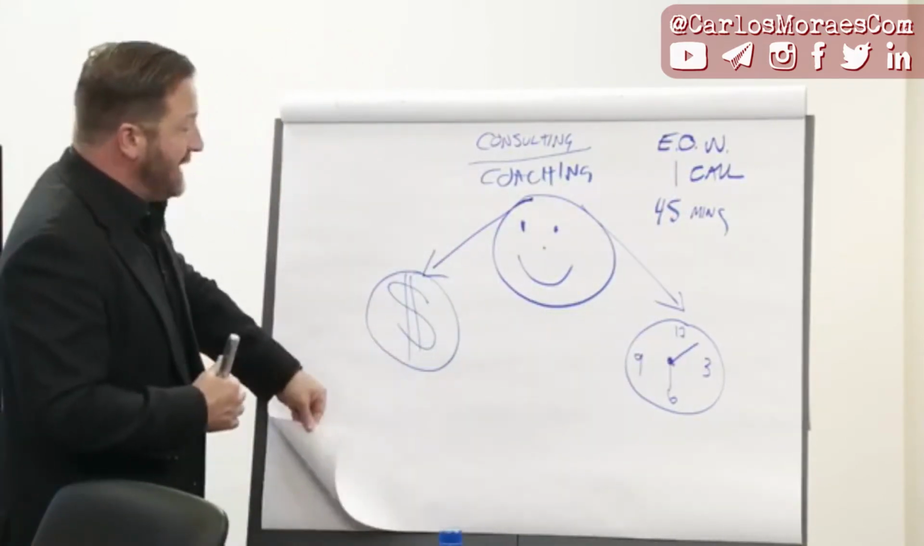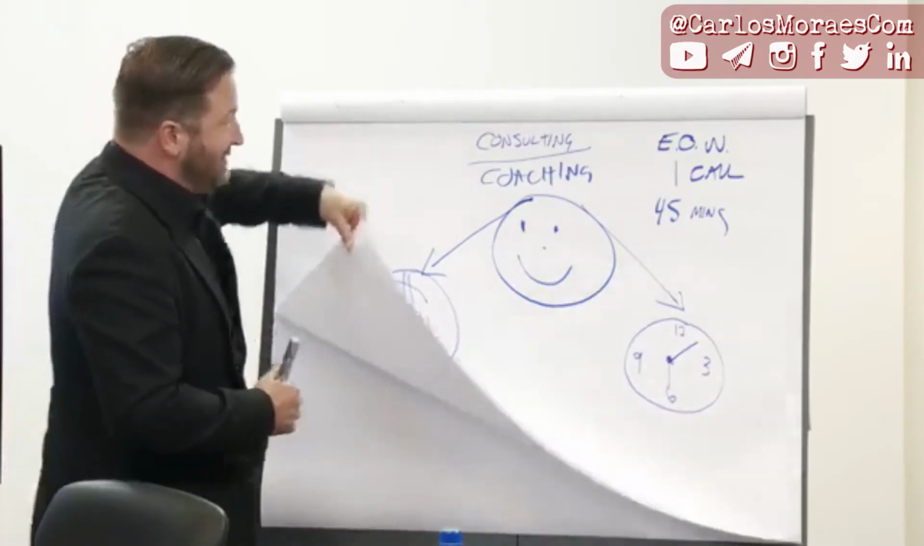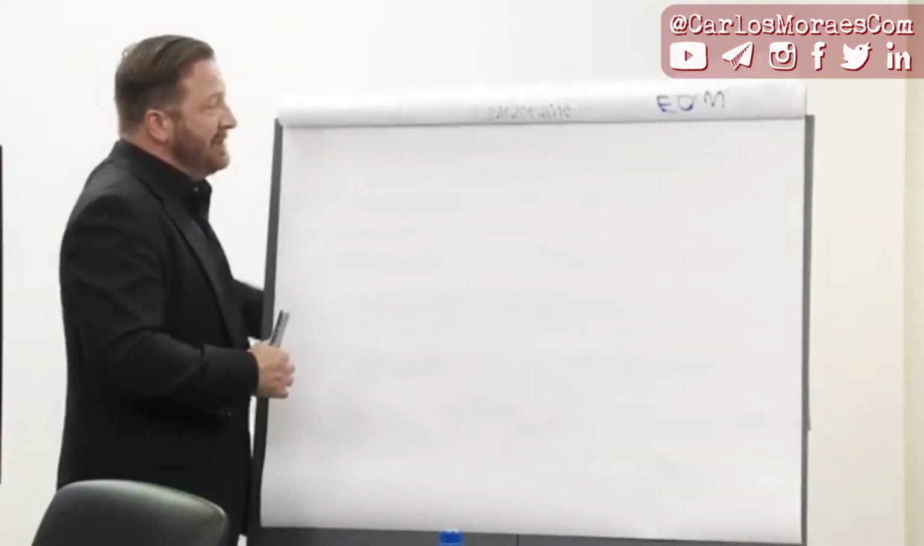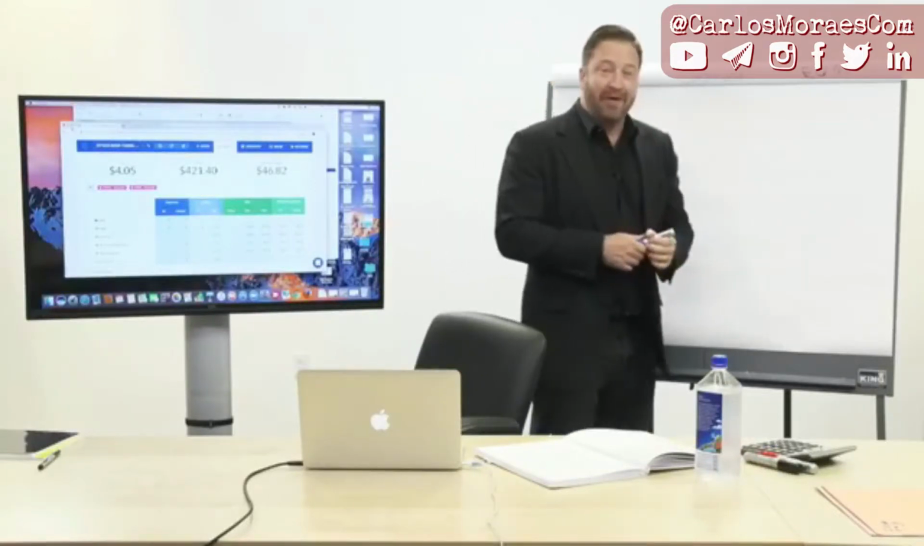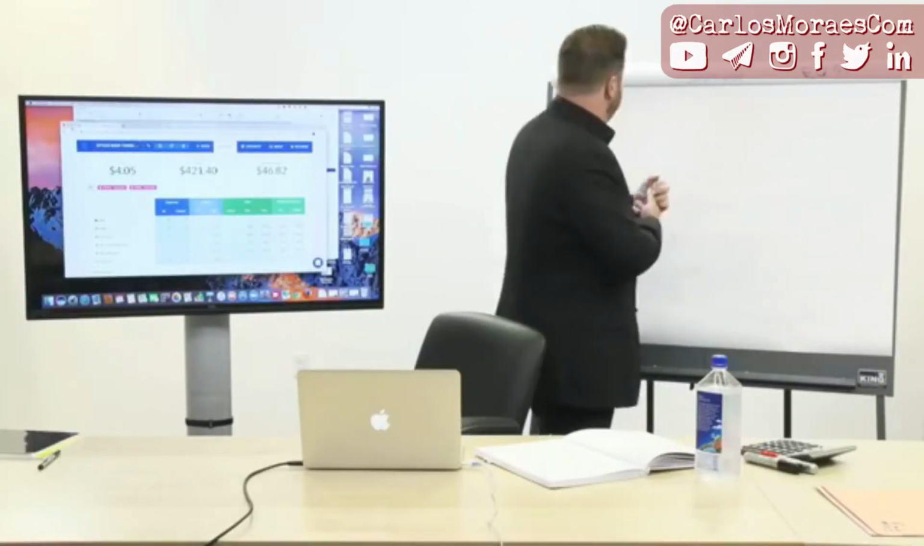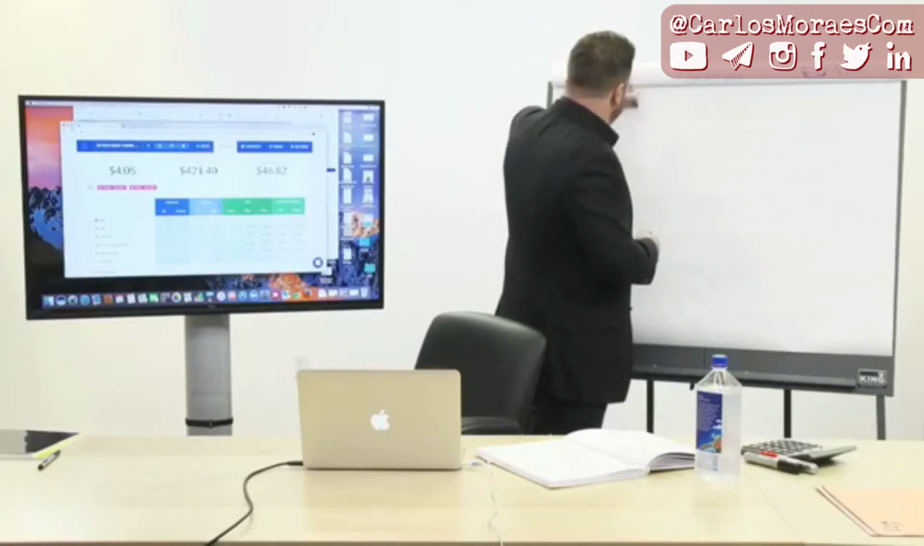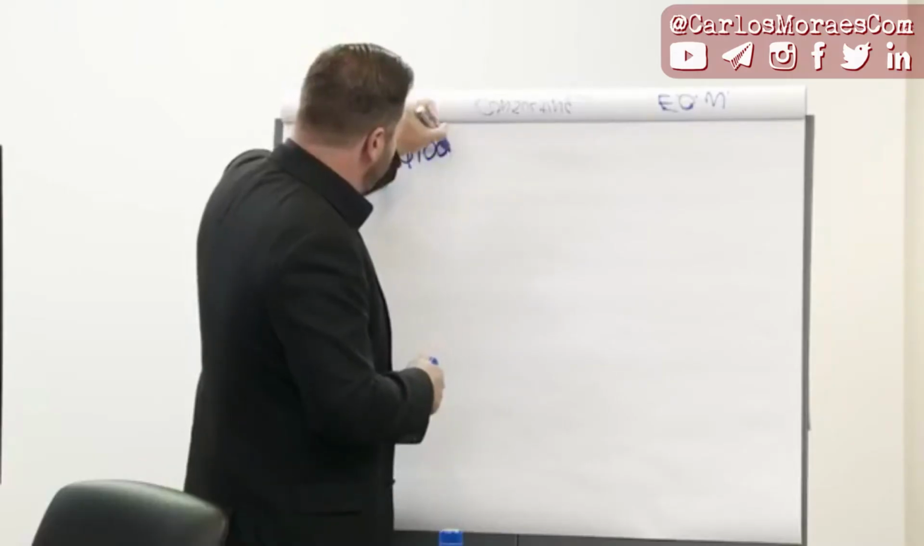So the next thing we do, hope I don't run out of paper here. The next thing we do is we now figure out, okay, we got that figure. Let's say that you want to make $100,000 a month, and I'm just throwing that out there for easy math.